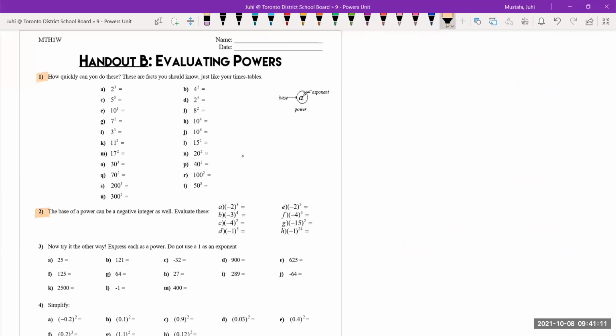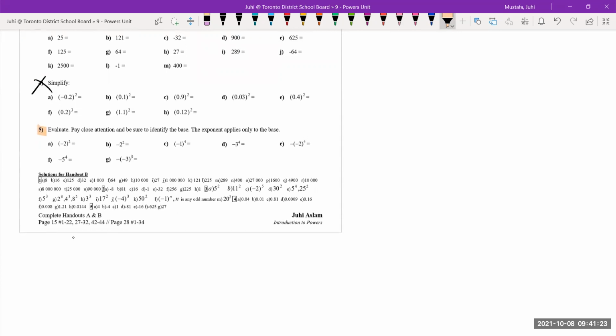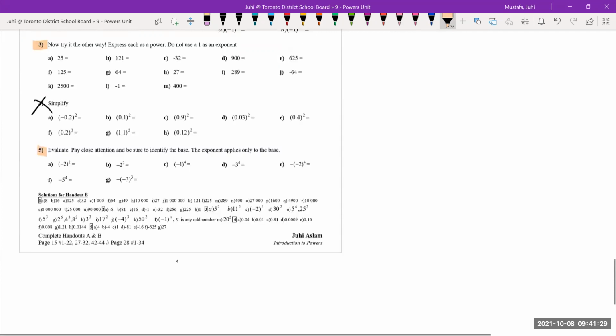You will try question number 2, question number 3. You do not have to do question number 4. We're not going to do anything with decimals right now. And then you can also try question number 5. The solutions are at the bottom of the page, and I'm pretty sure they're also posted on Brightspace. Okay, so this will be your only homework tonight before you start your long weekend.